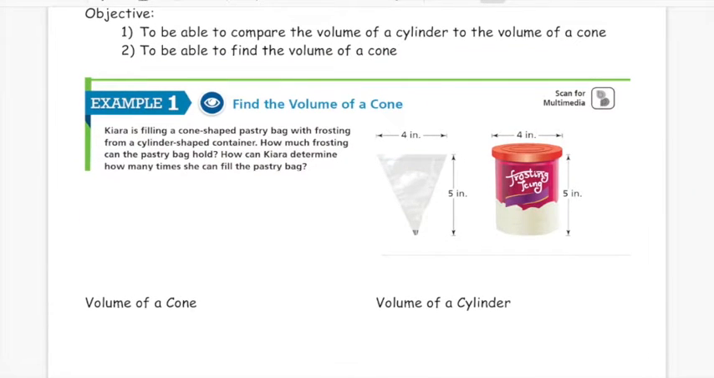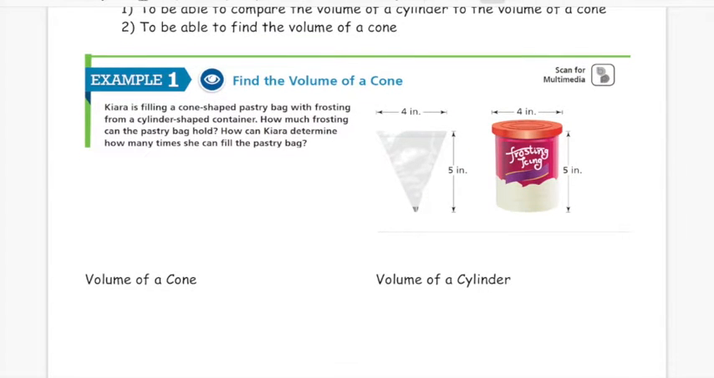So here's our first example, the volume of a cone. Kira is filling a cone-shaped pastry bag with frosting from a cylinder-shaped container. So there's our cylinder-shaped container, and she's putting the frosting in this cone. How much frosting can the pastry bag hold? So we're trying to figure out how much frosting it can hold. How can Kira determine how many times she can fill the pastry bag? So we're going to be looking at that.